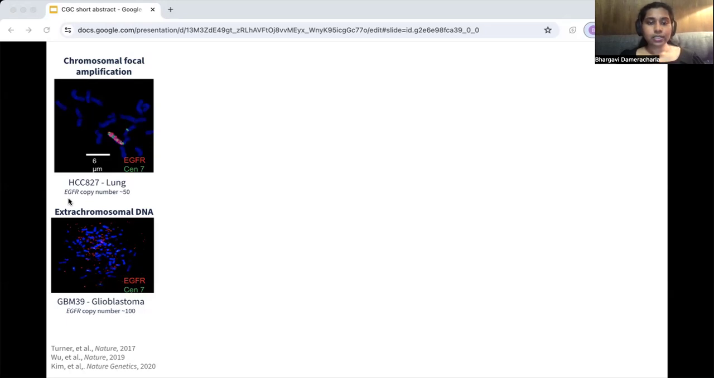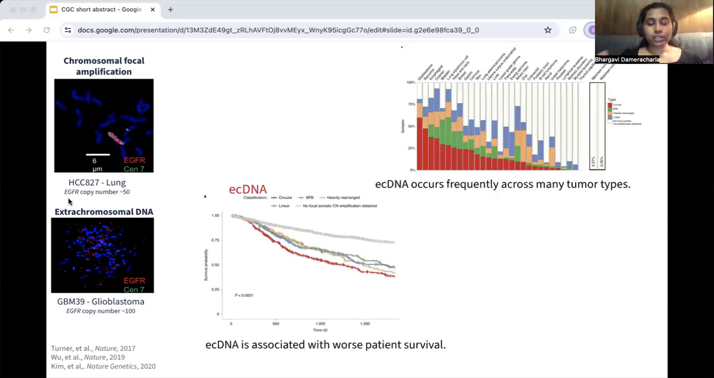We know that ecDNAs are known to amplify oncogenes to very high levels and contribute to rapid tumor growth and resistance to therapy. On the right, we see that ecDNA is prevalent across many tumor types, and it's also associated with worse patient survival when compared to other amplifications.